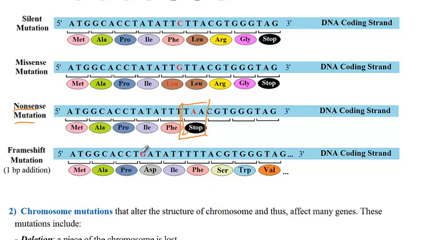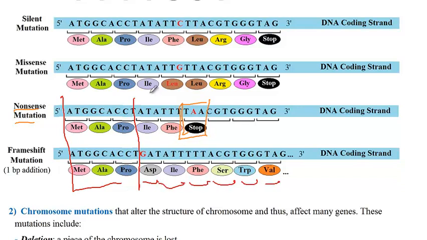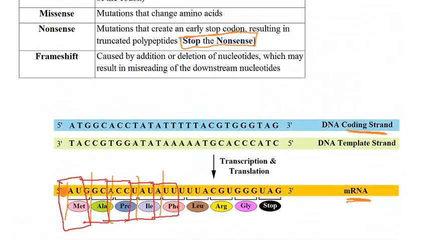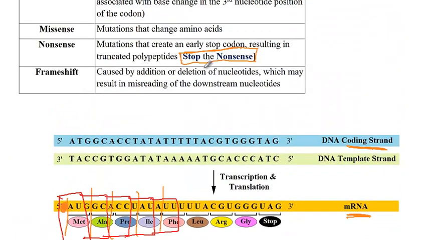So here I'm giving you an example. We had the mutation right here. Okay, and there is a base pair that is added, a G that is added. So from this point on, all the amino acids that we are getting are nothing similar to the original amino acids that we had there. So everything has been changed there. Okay, and that's an example of frame shift mutation caused by addition or deletion of nucleotides, which may result in misreading of the downstream nucleotides.